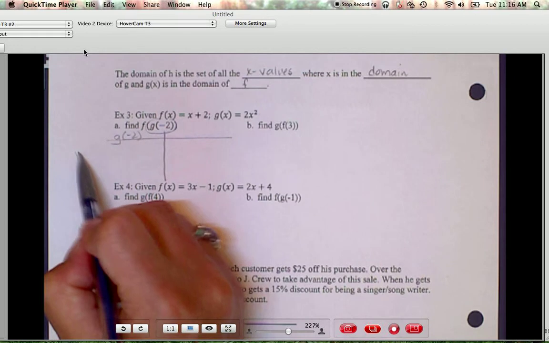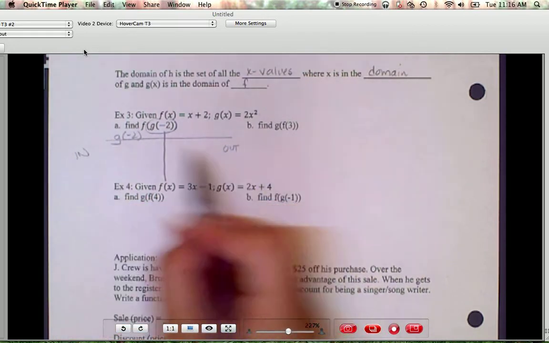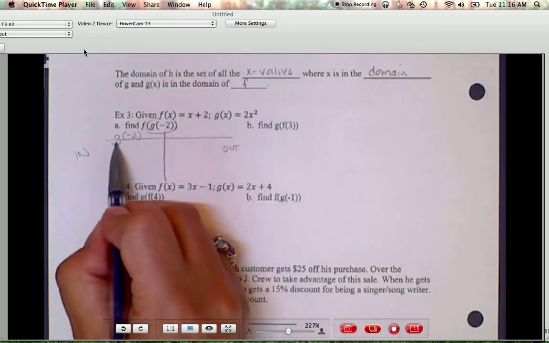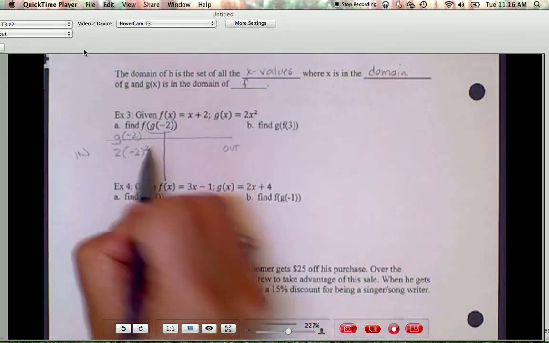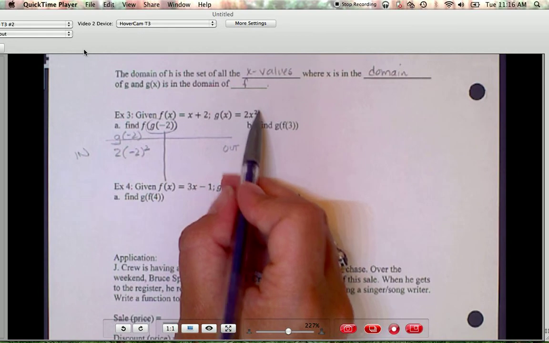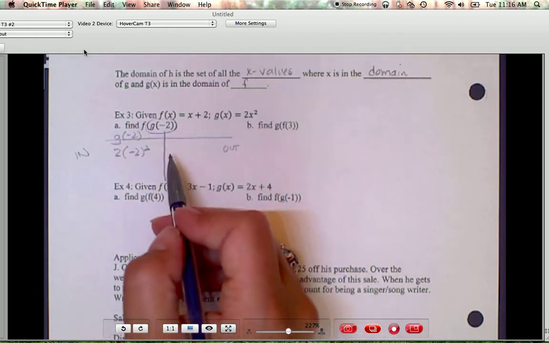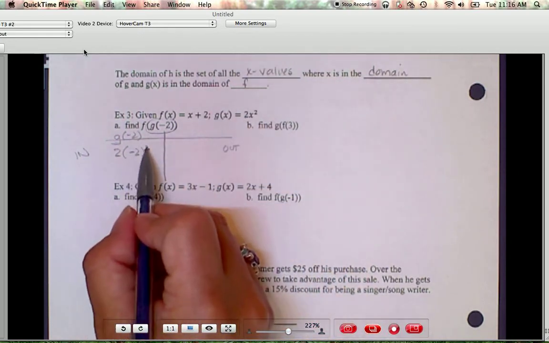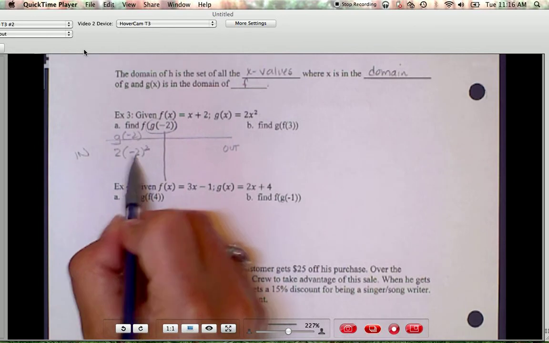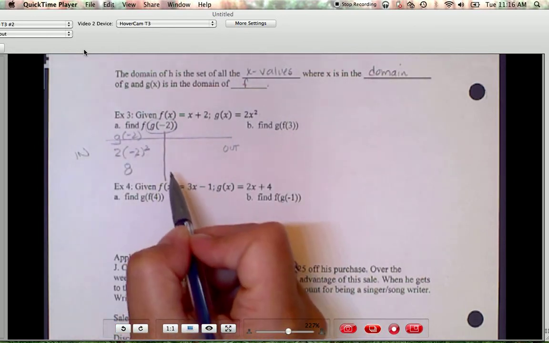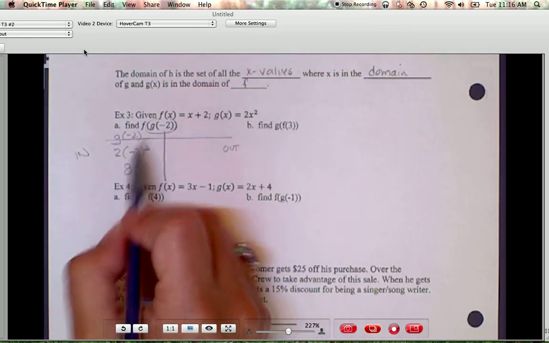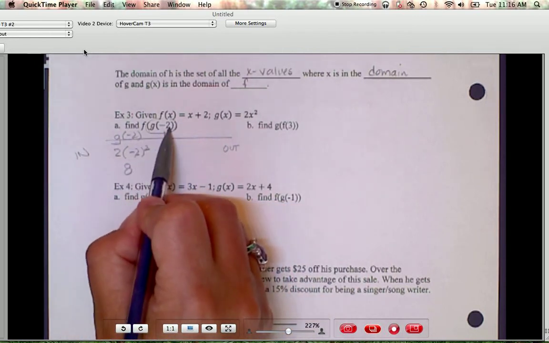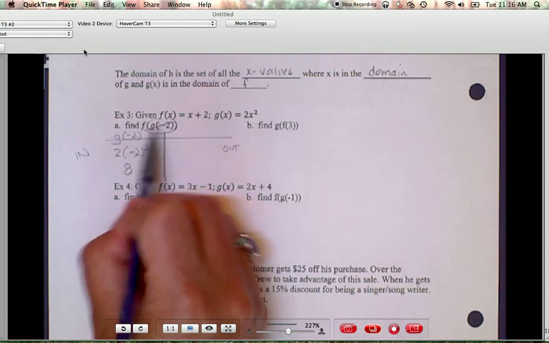So this is the inside, this is the outside, okay, inside out. So g of negative 2, no problem, is 2 times negative 2 squared. So we're just putting negative 2 into this function. Follow the order of operations, which means you're going to square this first to get 4, and 4 times 2 is 8.